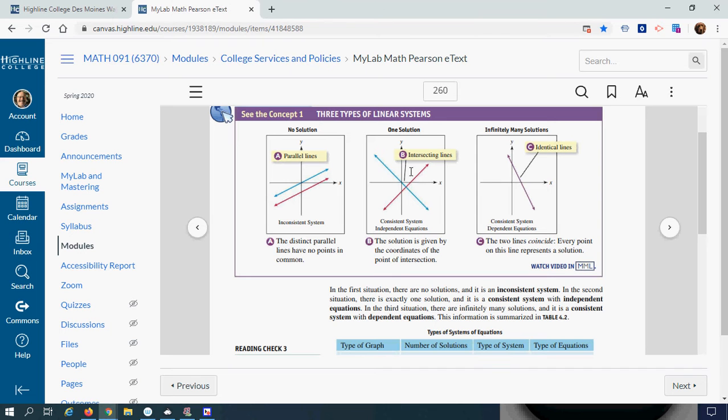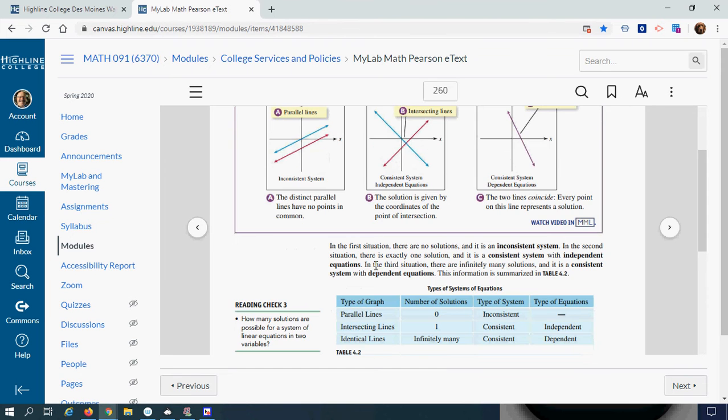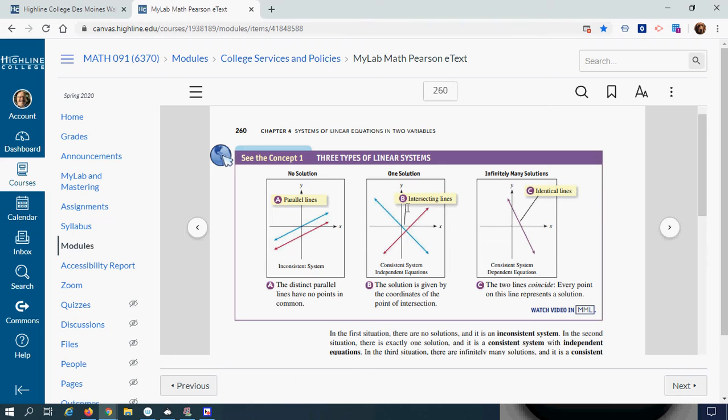Then we also have case B, where we have two lines intersecting like we've just seen. That'll give us one solution. So when we are looking at intersecting lines, we get one solution. We call that consistent because we are expecting an answer, and it is independent because of the fact they are intersecting. They are independent of each other.